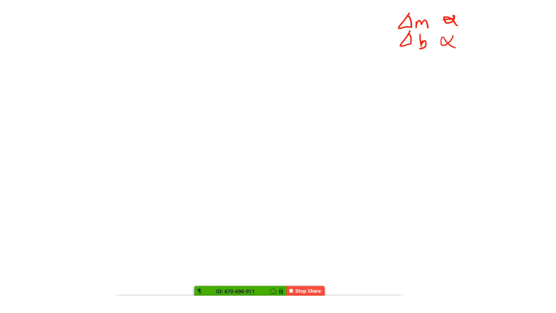So you want to adjust m and b such that the error reduces. Now that tells you something about the delta m and delta b equation as well. What will it eventually depend on?